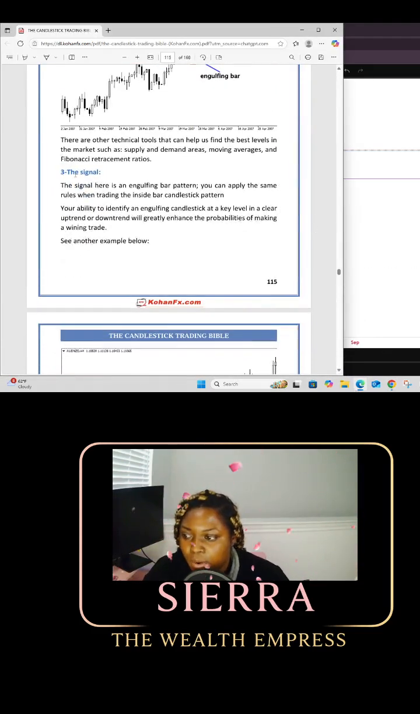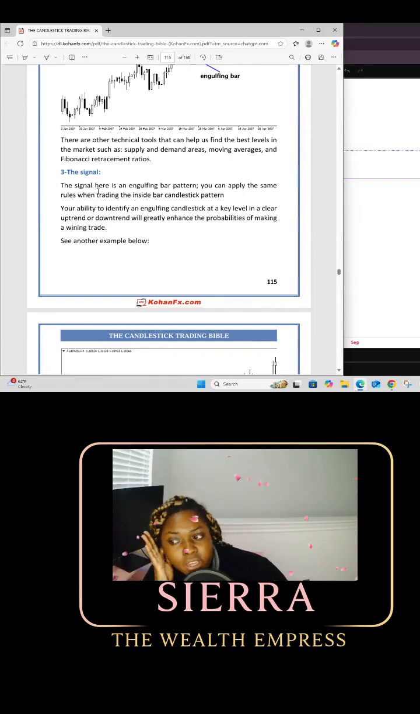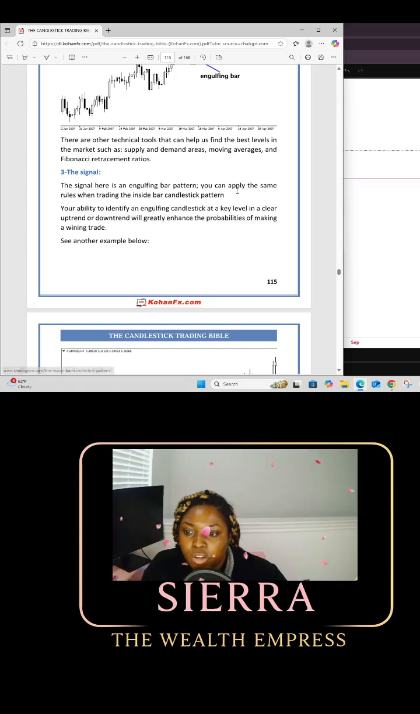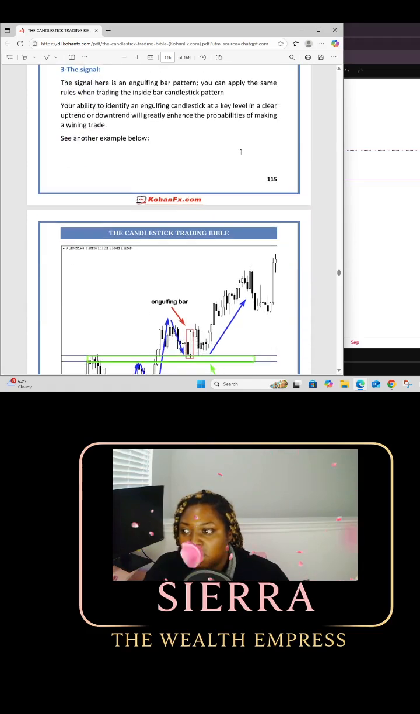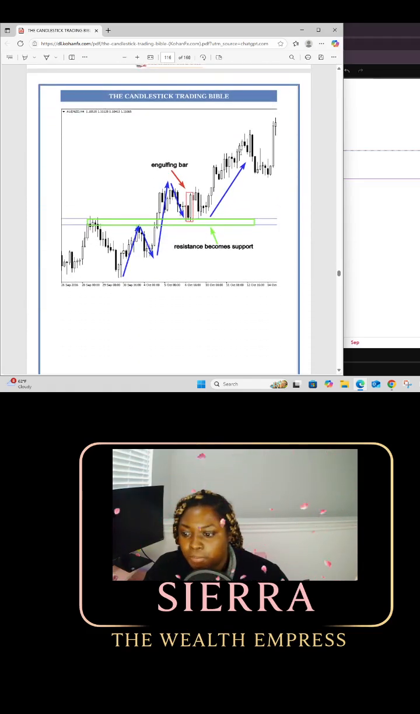All right, and then number 3, the signal. The signal here is an engulfing bar pattern. You can apply the same rules when trading the inside bar candlestick pattern. Your ability to identify an engulfing candlestick at a key level in a clear uptrend or downtrend will greatly enhance the probabilities of making a winning trade. Okay, so they're saying that this was resistance, price traded through it, it now became support, it came back and retested, it gave an engulfing candle, and then price went higher.